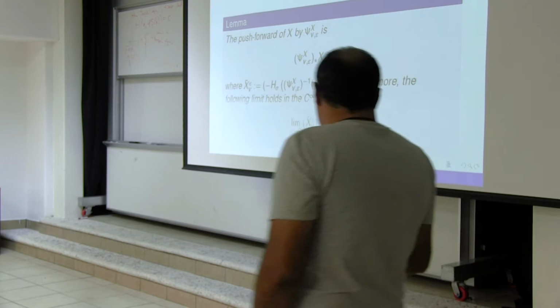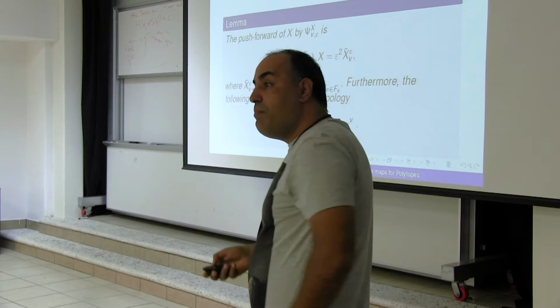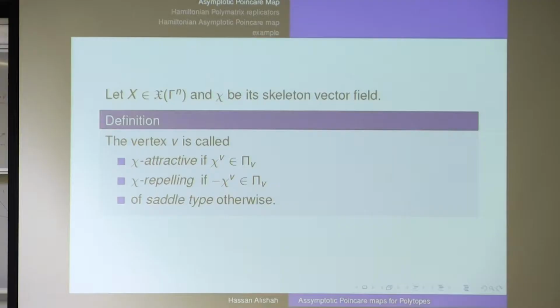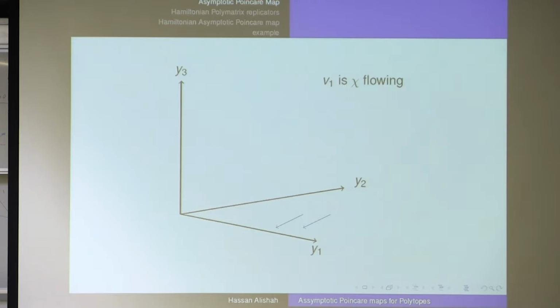Okay. So now we have our piecewise linear vector field, which is going to give us this asymptotic Poincaré map. A vertex is called attractive if this is inside, repelling if it is minus inside, and of saddle type otherwise. So this is attractive because the vertices is here, which means the dynamics goes toward the vertices, and this is repelling, and this is a saddle point. The interesting ones are the saddle points, because the sections that I consider, when you go to the dual polytope, are here. You can start with a repelling one and finish in an attractive one.